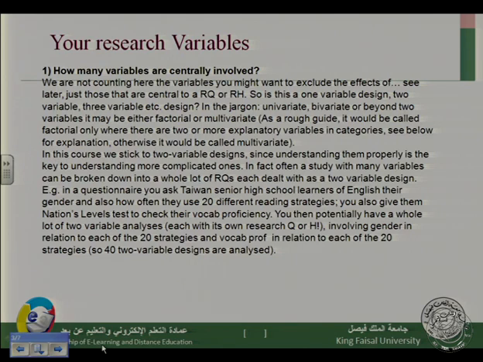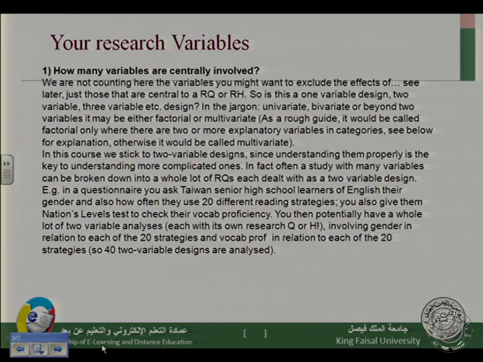In a questionnaire, you ask Taiwanese senior high school learners of English their gender and also how often they use 20 different reading strategies. You also give them Nation's level tests to check their vocabulary proficiency. You then potentially have a whole lot of two variable analyses, each with its own research question and hypothesis, involving gender in relation to each of the 20 strategies and vocabulary proficiency in relation to each of the 20 strategies. So 42 two variable designs are analyzed.